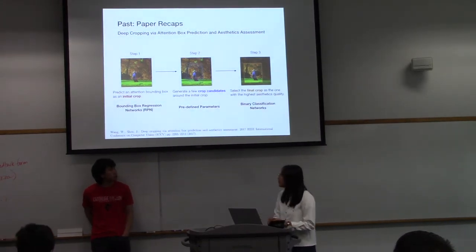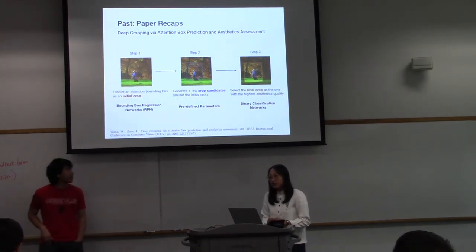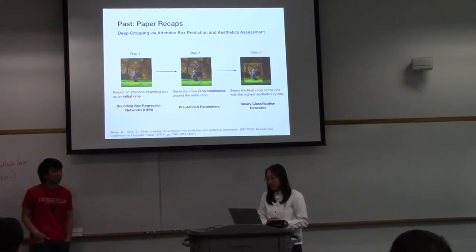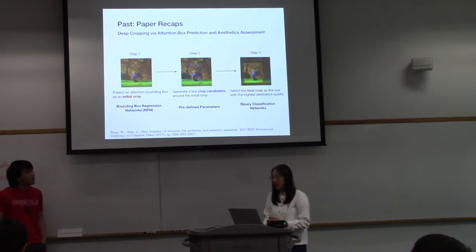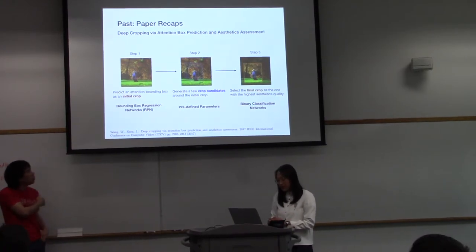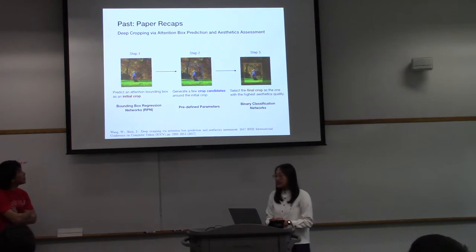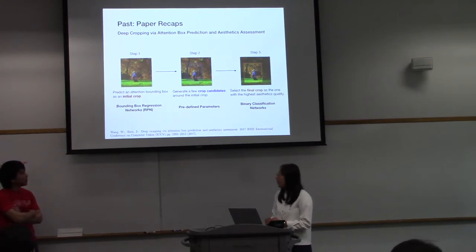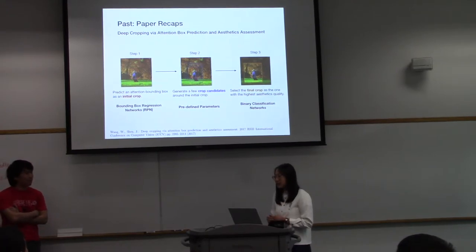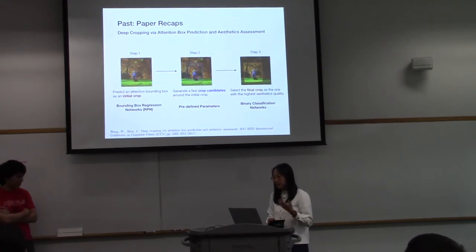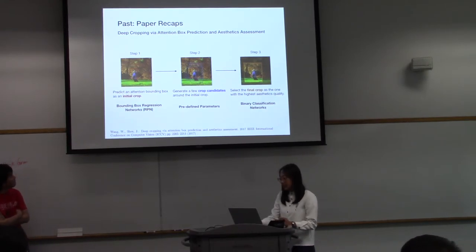As mentioned many times in our previous presentations, we mainly refer to two papers that are most associated with our project. Here is again a quick recap. This paper is from ICCV 2017. This work involves a three-step pipeline. In the first step, they use RPN to predict an attention bounding box that indicates the most important contents, and they treat this attention box as an initial crop. In the second step, around this initial crop, they generate a few cropping candidates with some predefined parameters. Finally, they evaluate the aesthetics quality of all the cropping candidates with a classification network and output the one with the highest aesthetic score.